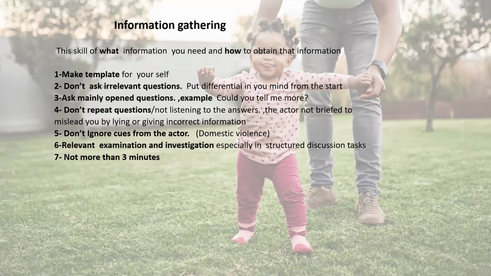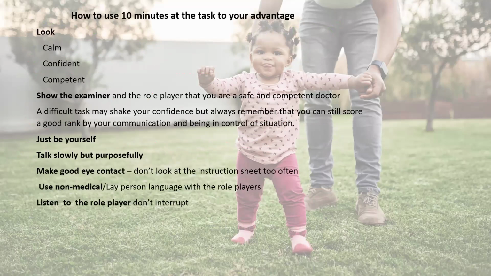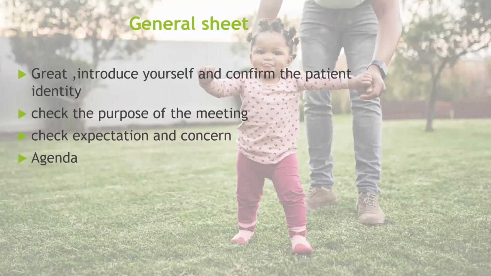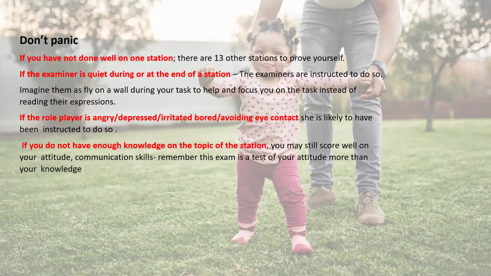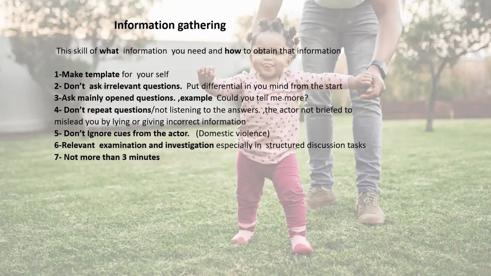So we're talking about information gathering. Try to make a template for yourself. This template usually starts with the history of present illness, then goes to the obstetric, then gynecological history, then the medical history and surgical history. When you keep repeating this again and again, it will fix the information and make it easy for you when you go to the exam. Don't repeat the question again and again, because this will waste your time and also show the examiner that you are not concentrating on the patient at all.